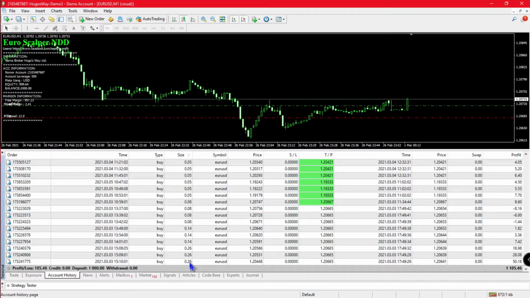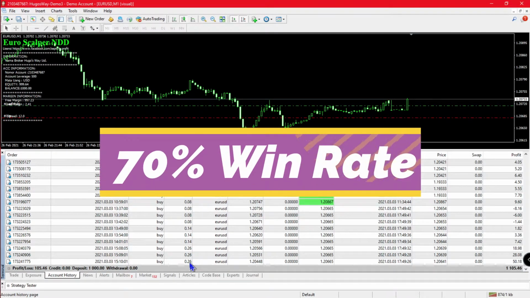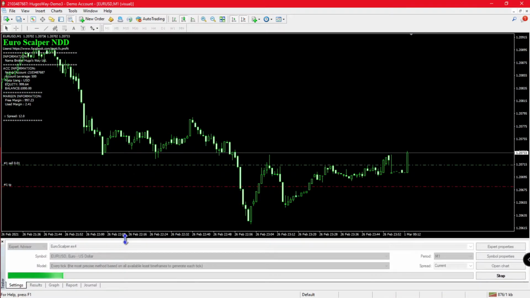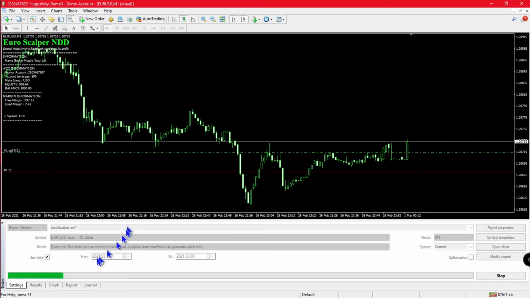So in the previous week it took 257 trades. Out of that 257, 177 were profitable, giving it a 70% win rate, and this is quite high compared to other expert advisors that I have tested in the past. So if you can just run that backtest to give you a demonstration on how it opens and closes its positions.